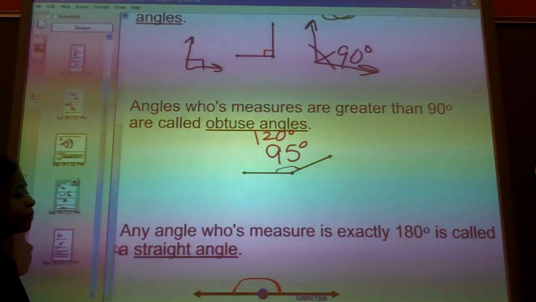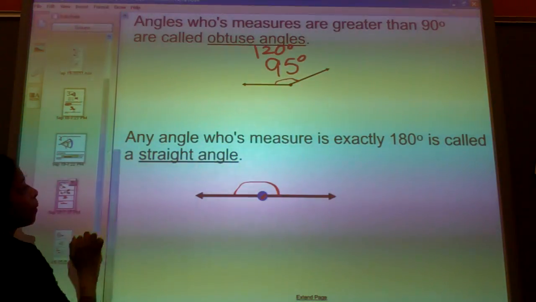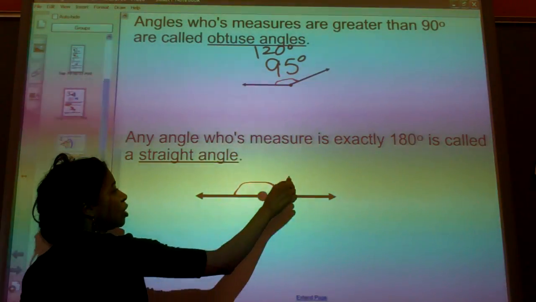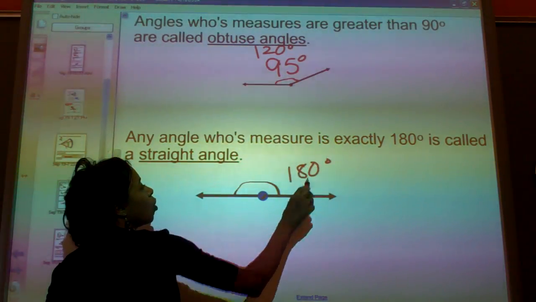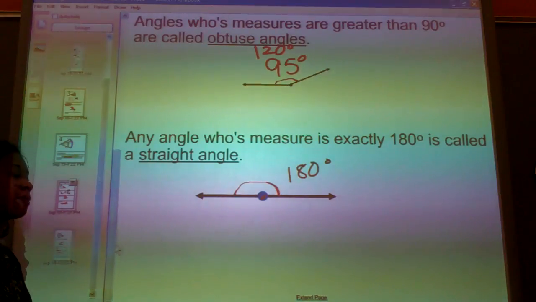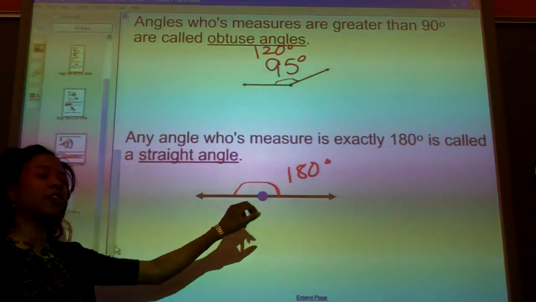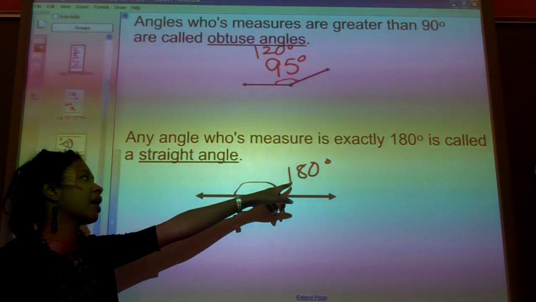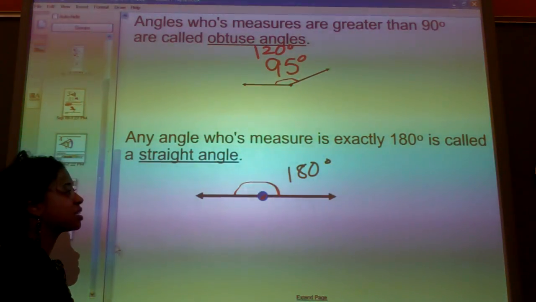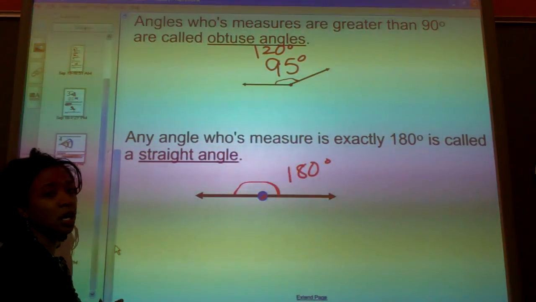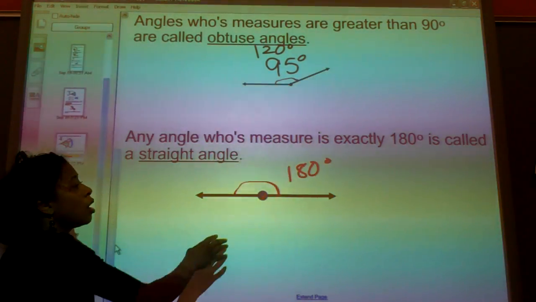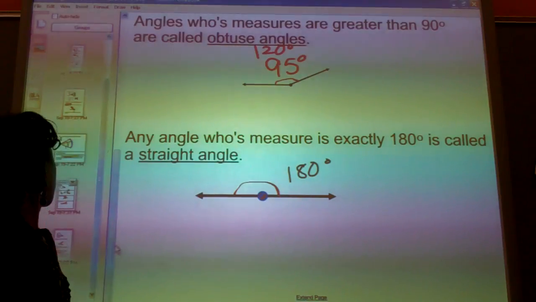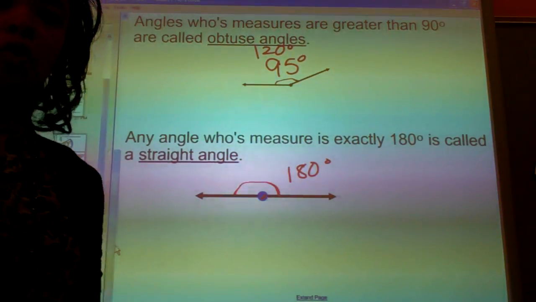And then finally is the straight angle. A straight angle is just that, a straight line, and the measure will equal exactly 180 degrees. There won't be a symbol for that. They'll just tell you it's a straight line or a straight angle when it's exactly 180 degrees. If they say the word line, you automatically know that it's going to be a straight angle. And this is concluding your 1-4 lesson.